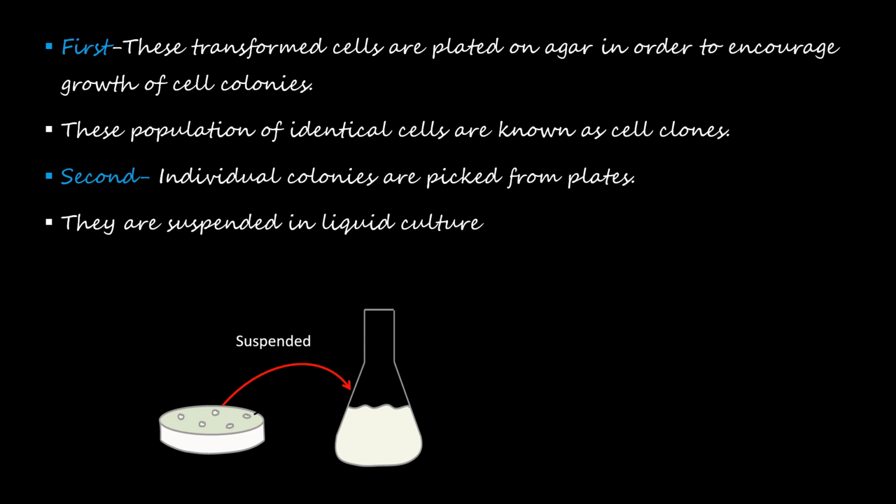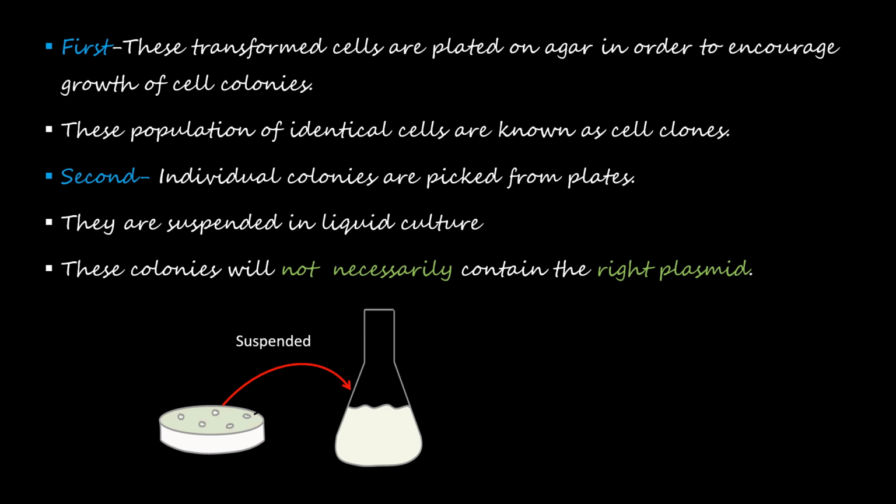But this doesn't necessarily mean that these colonies will contain the right plasmid. That is because during ligation, different fragments don't always get pasted in the way we want. Sometimes they are inverted and sometimes no desired gene is inserted in the vector. Therefore, methods like restriction digestion or colony PCR can be conducted for the selection of recombinant DNA.